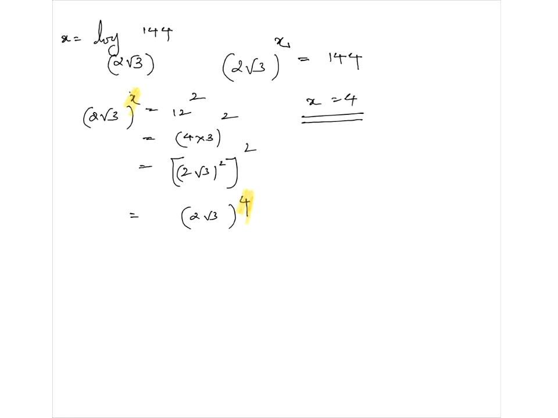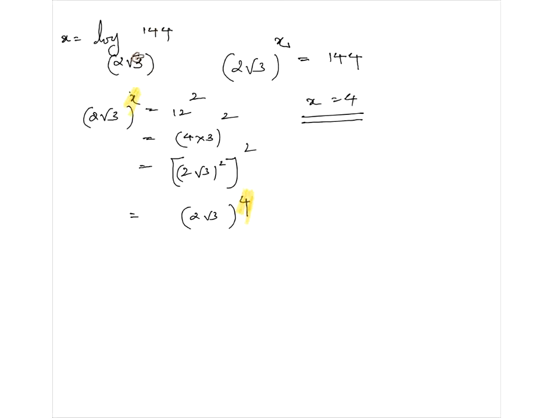Okay, applications. Log 144, base is 2 root 3. We have to find this without any assistance from log table, just using the theorems and definitions.